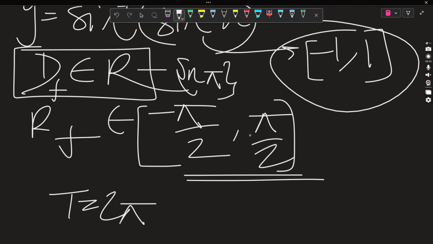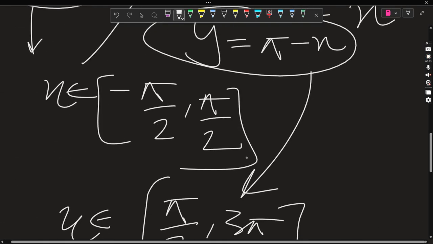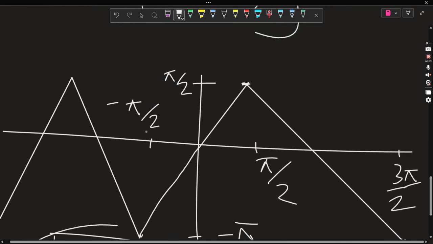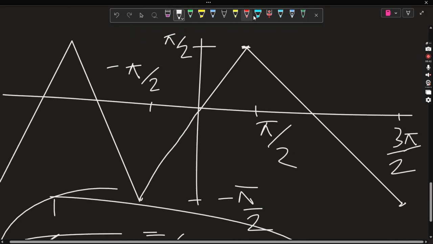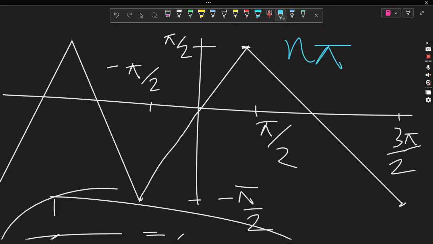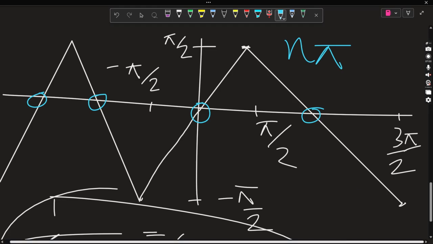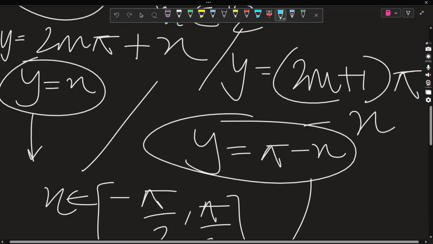Similarly, pi by 2 to 3 pi by 2, the pi value will be excluded, and so on. So in case of cosec inverse of cosec x, the entire graph remains the same. The only change arises at n pi. So at 0 the value will be excluded, at pi the value will be excluded, at minus pi the value will be excluded, at minus 2 pi the value will be excluded, at 2 pi the value will be excluded, and so on.